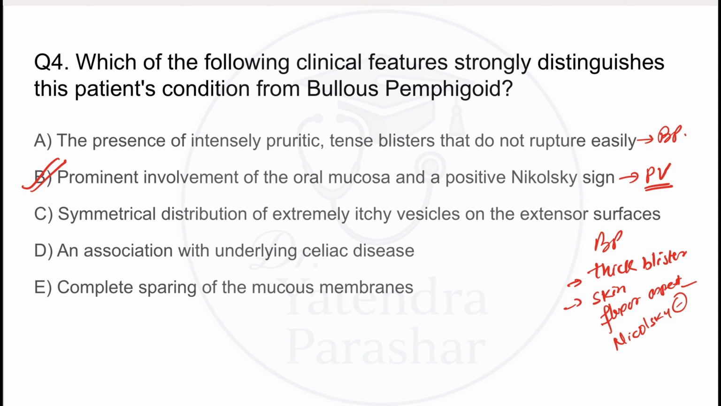Option C, symmetrical distribution of extremely itchy vesicles in the extensor surface. This is seen in cases of dermatitis herpetiformis, which is the feature of celiac disease. Option D, an association with underlying celiac disease. No. Option E, complete sparing of mucous membranes. No, complete sparing of mucous membranes is not the feature of pemphigus vulgaris.